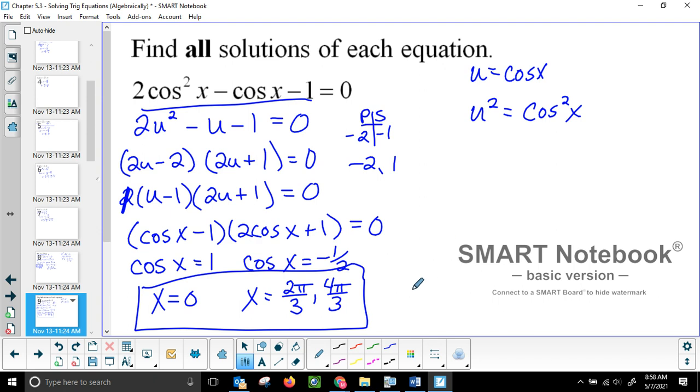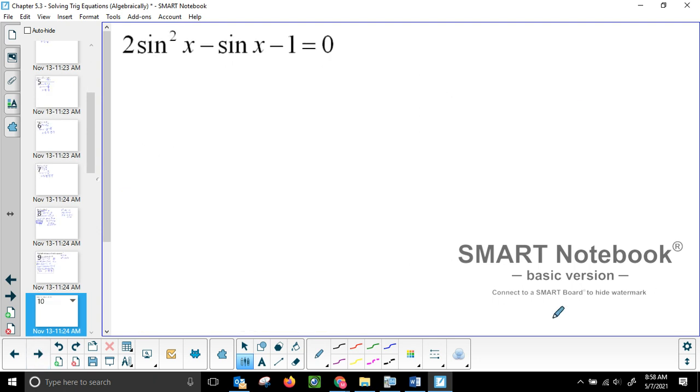Questions or concerns? So this is just a combination of when you used to solve quadratics in Algebra 2 a lot, and kind of mixing it in with our unit circle stuff with trig functions. Try this one.